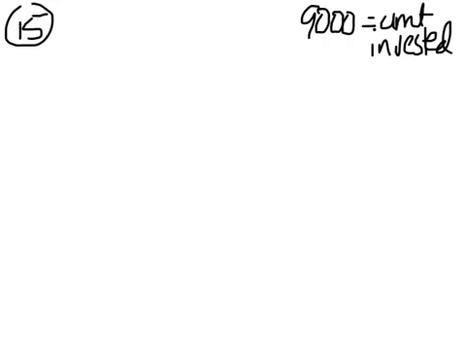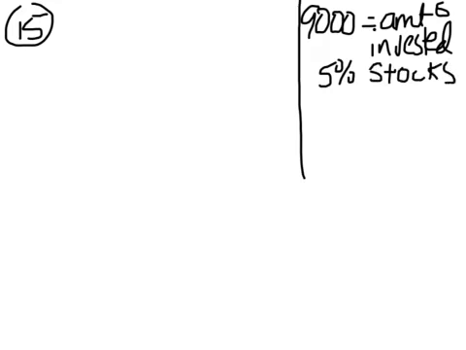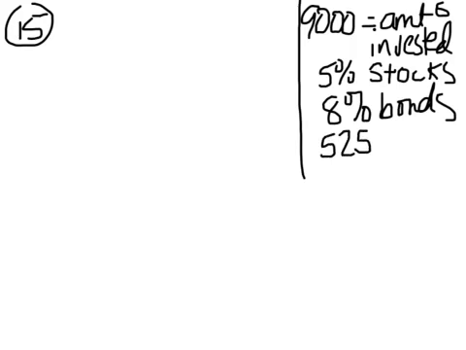And then I'll kind of make a list of what we know over here. So 9,000 is the amount of money invested. Okay, then it says the stocks paid 5%. So he gets paid 5% for stocks, and the bonds pay 8%. So he's basically going to make some money off stocks and bonds. And he gets an annual income of $525. How much did he invest in bonds?